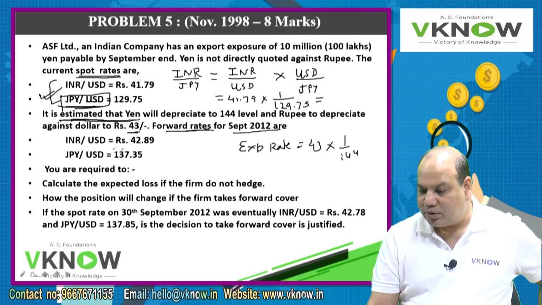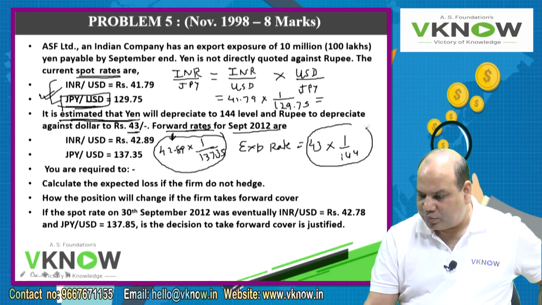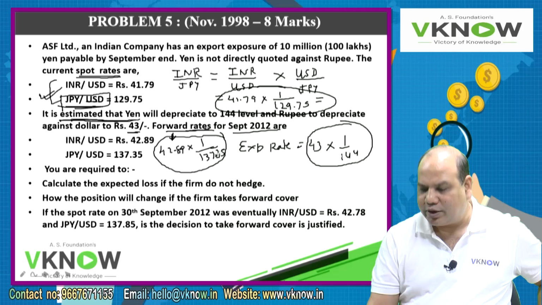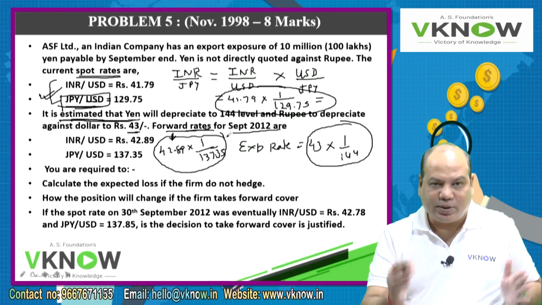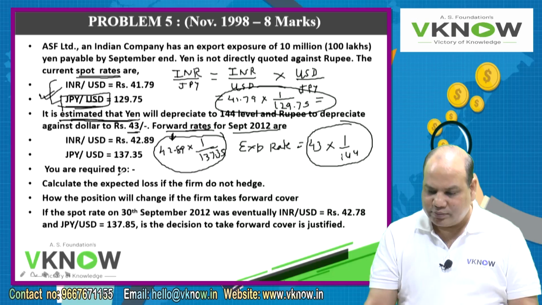And now they have given forward rates also. Forward rates for September are INR per USD, JPY per USD. So my forward rate will be 42.89 into 1 by 137.35. So a student has to first prepare this small working notes and find out what is spot rate, what is expected rate, what is forward rate, like previous problems, and then you solve. Under spot rate, expected rate, forward rate, what will be the amount received in rupees?